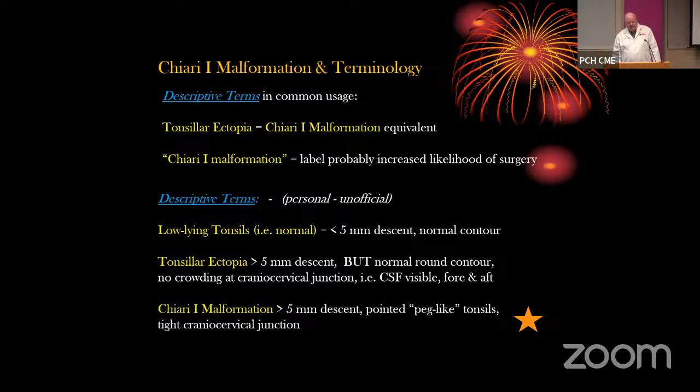Low-lying tonsils mean normal. If it's less than 5 millimeters, the tonsils are below the plane of the foramen magnum, but they're not down to the level we consider pathological. Tonsillar ectopia means down below 5 millimeters descent, but normal rounded contour of the tonsil, no crowding at the craniocervical junction, and CSF is visible before and aft of the cord at the craniocervical junction. Chiari malformation: greater than 5 millimeters descent, pointed peg-like tonsils, and a tight craniocervical junction.